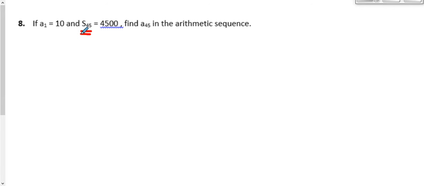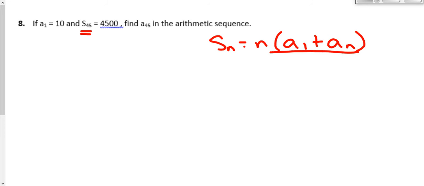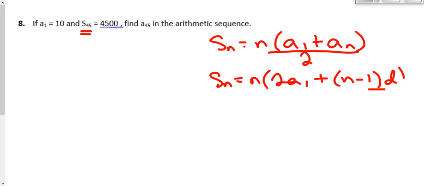It says the sum up to the 45th term is 4,500, and that means this is going to involve the sum formula for an arithmetic sequence. We have two sum formulas for an arithmetic sequence. We have the sum formula that says we have to multiply n by the first term and the last term added, over 2. We also have the sum formula that says we have to multiply n by 2a sub 1 plus n minus 1 times d, over 2.